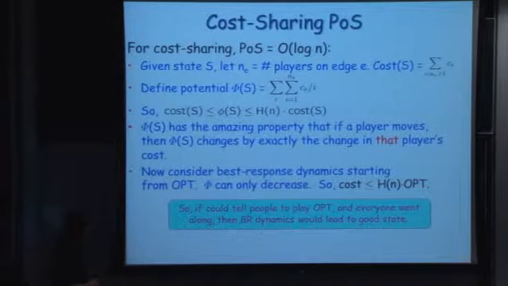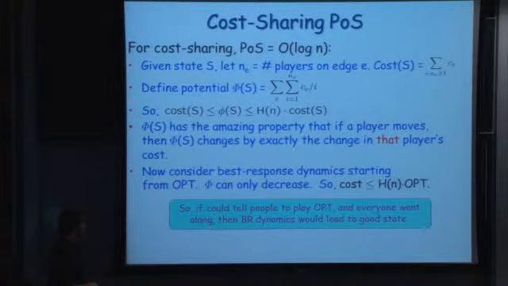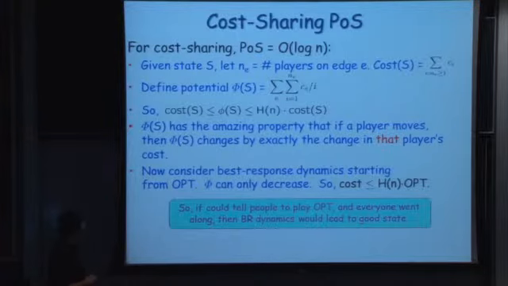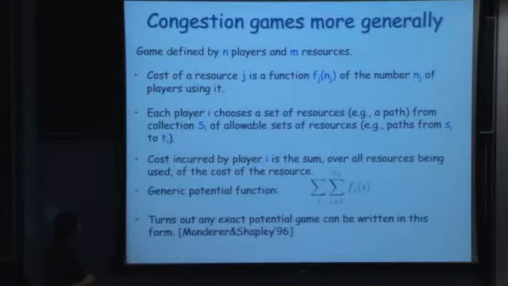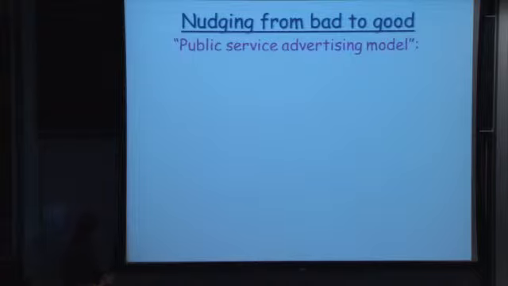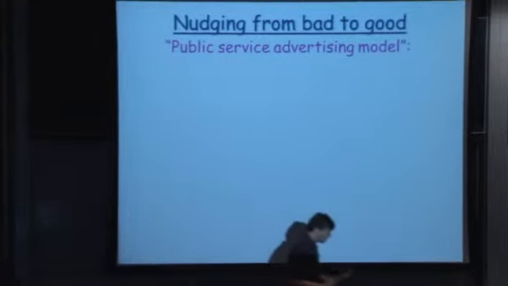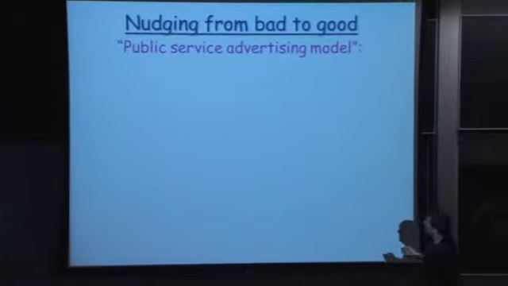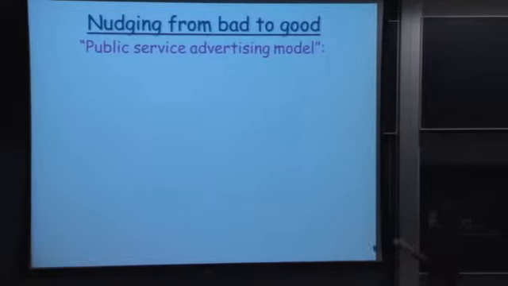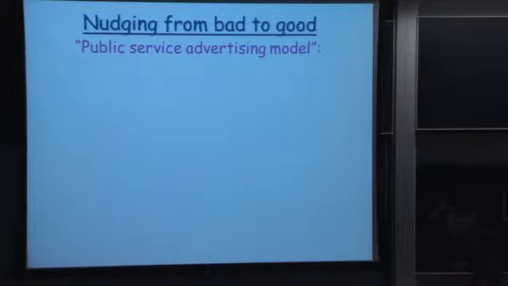Okay. So one thing it says is, if you could tell everybody to play the optimal behavior, and then from there they all went along and did best response dynamics, that would lead to a good state. And kind of an interesting model, let me talk about it more generally. I just want to define the model, I won't say anything about it, but it's to think about something we're calling the public service advertising model. It's sort of as follows.